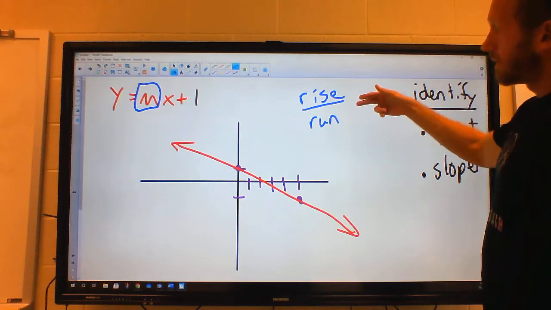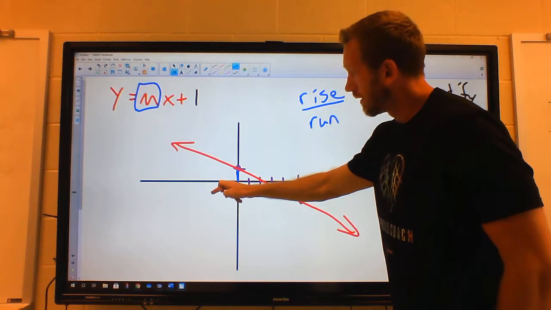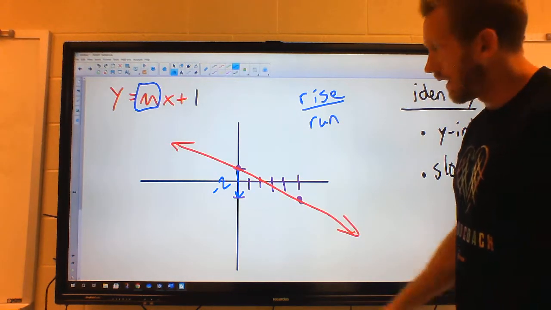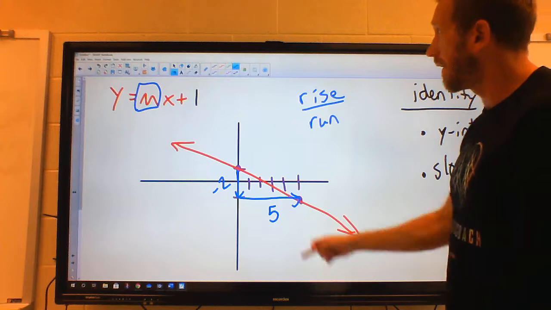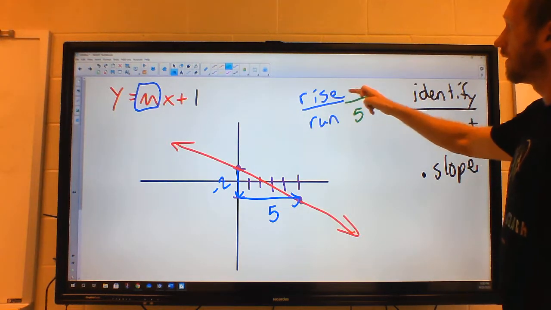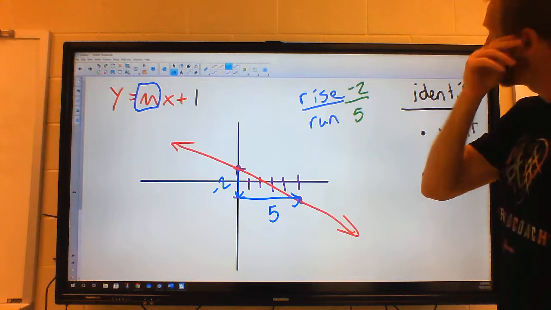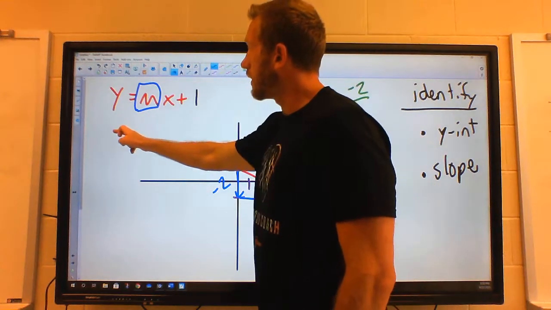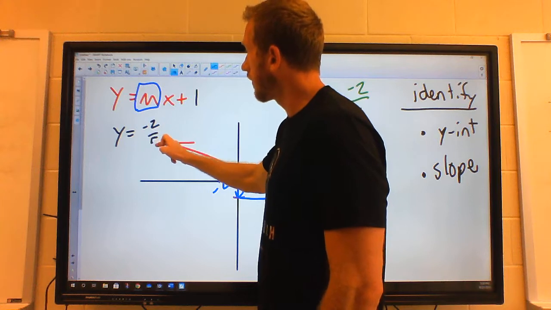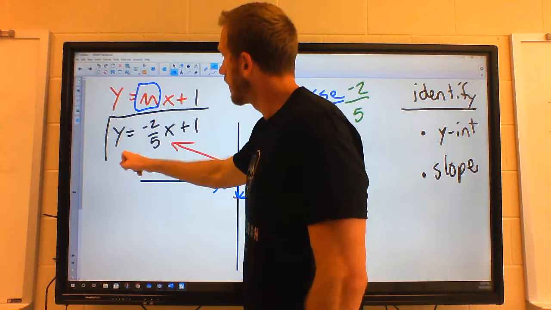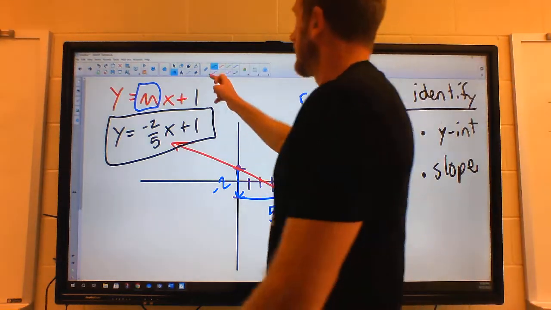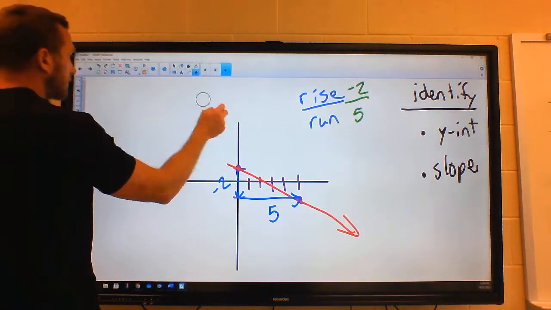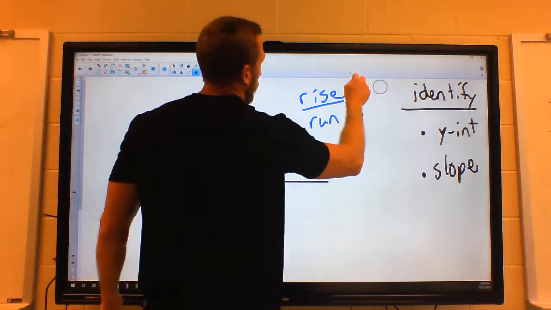All right, rise over run. So down 2, right? And count it, 1, 2, 3, 4, 5. Rise, run of 5. It ran 5. It rose down 2, so negative 2. So our official equation is y equals negative 2/5 x plus 1. Okay? Let's practice another one of those.